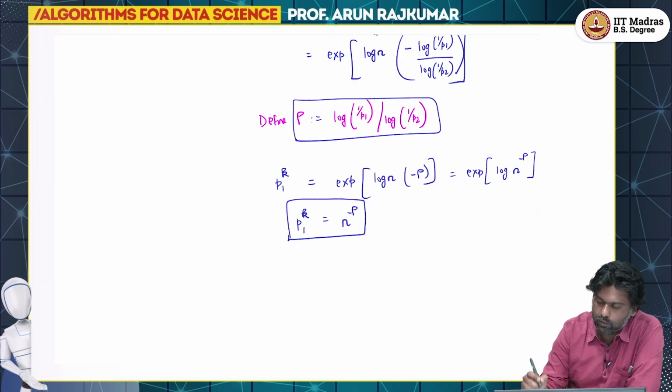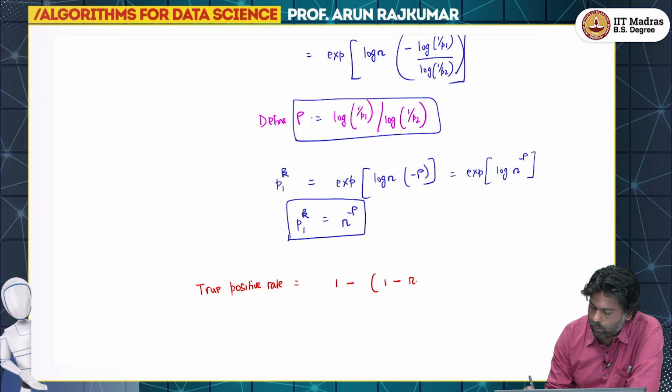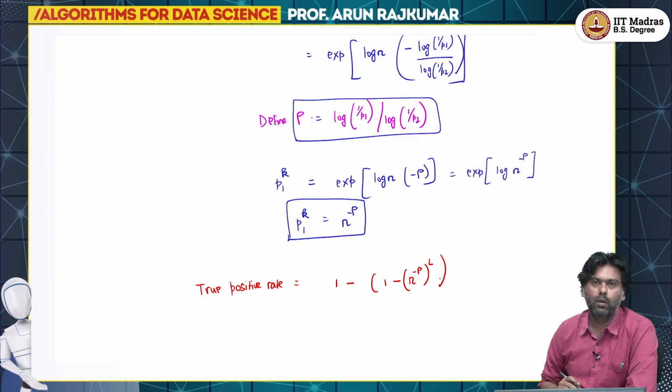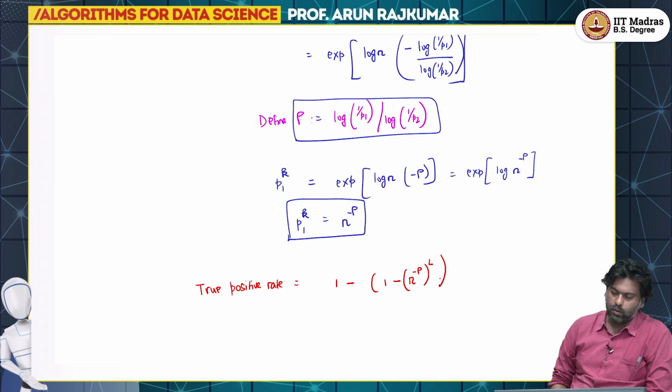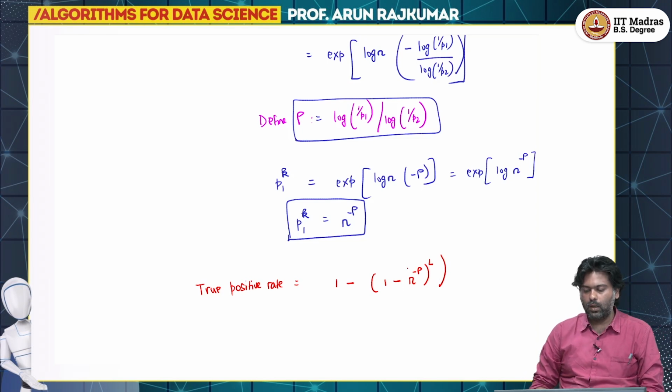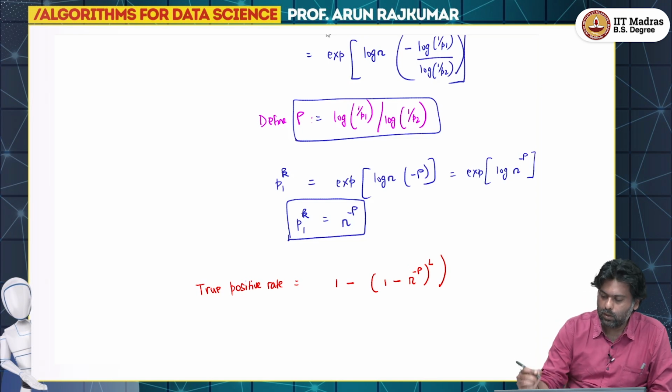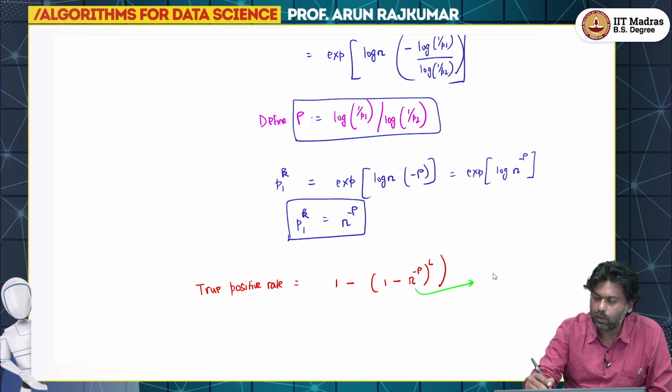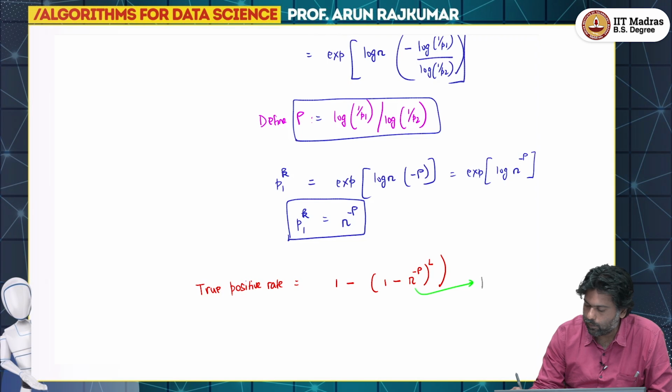So now in terms of this rho, the true positive rate can be written as 1 minus n power minus rho power L, right? So this is what the true positive rate turns out to be. Yeah, 1 minus n power minus rho, because this guy is in fact P1 power k for our choice of k.